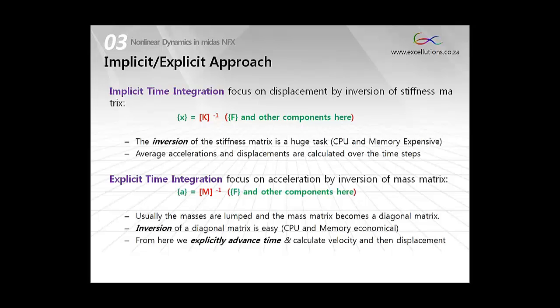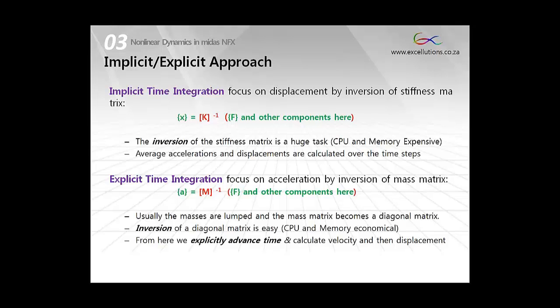Let's have a closer look at the implicit and explicit method. Implicit time integration focuses on solving for displacement by means of inverting the stiffness matrix. It's a huge task which requires a lot of CPU and memory. It takes a long time. And the accelerations and displacements are calculated over the time step that we solve for.